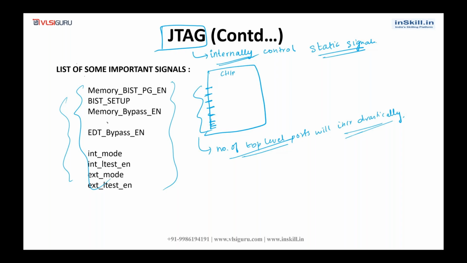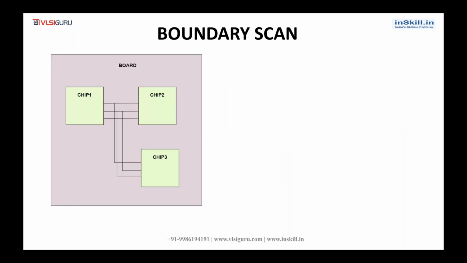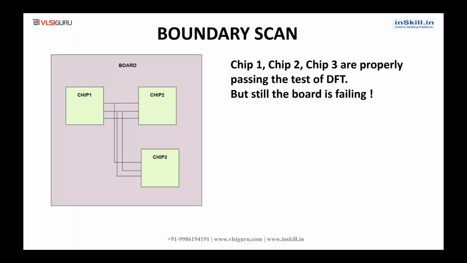So how, with the help of JTAG, are we able to internally control the static signals? We will discuss that later during our course. For that we need to understand the structure of JTAG, so we will discuss that in detail. And to achieve boundary scan, that is the other need of JTAG, besides minimizing the number of top level ports. So what is boundary scan?